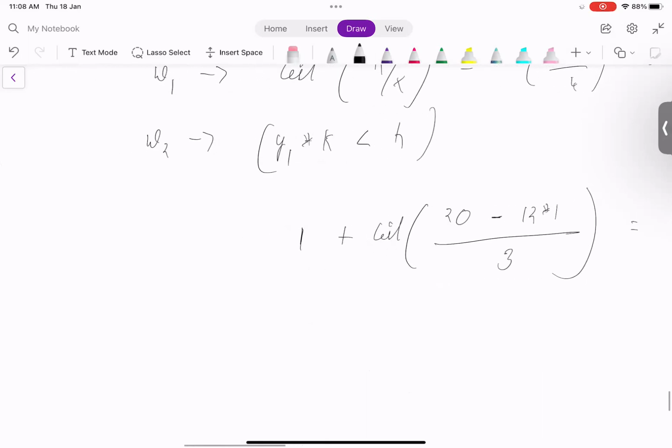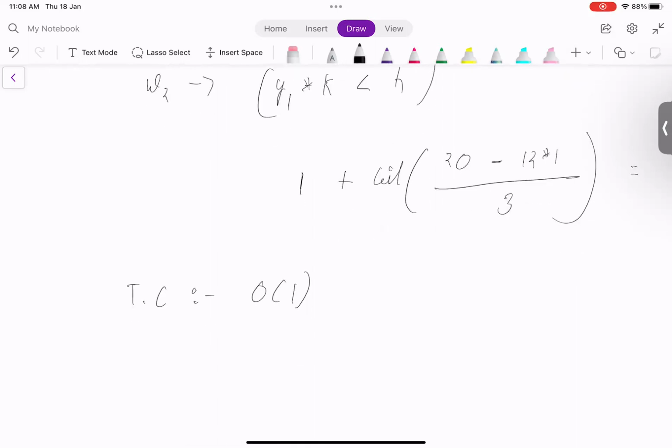Coming to time and space complexity. Time complexity is O(1), as we are just doing math for each test. Space is also O(1). This is just math and observation.